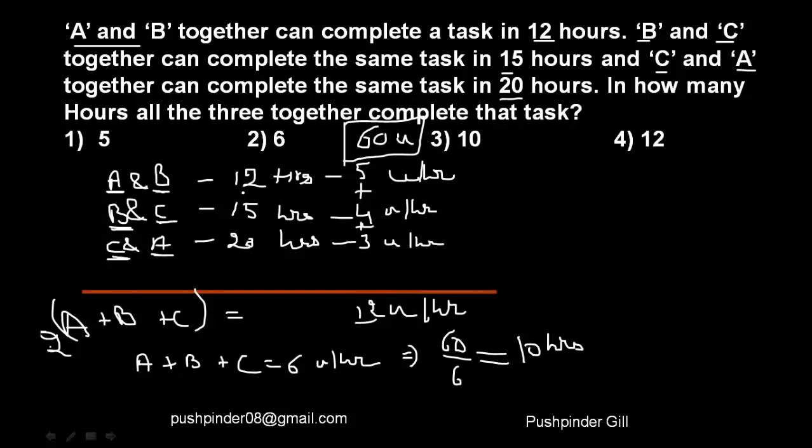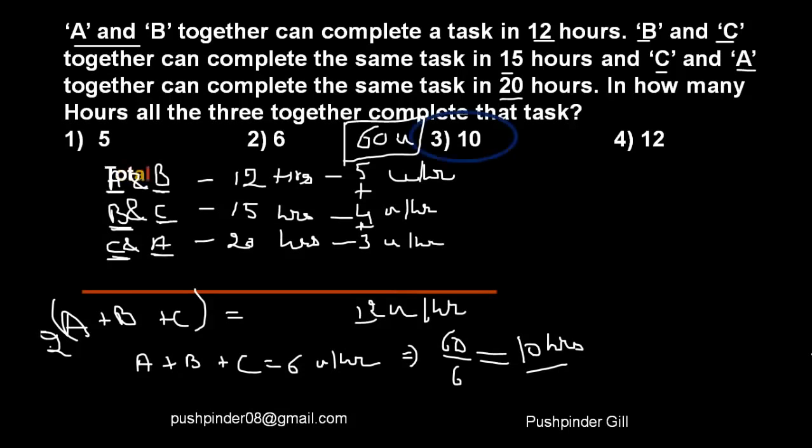That means if they take 12 hours to finish the job, they must be finishing 5 units every hour. If they take 15 hours, they finish 4 units every hour. If they take 20 hours, they finish 3 units every hour. Adding all of it gives me 12 units every hour, which is twice the capacity of A, B, and C. That means A, B, and C are able to finish 6 units every hour. Now if the work is of 60 units and they're finishing 6 units every hour, they must be finishing the job in 10 hours, right? So I hope it is understood.